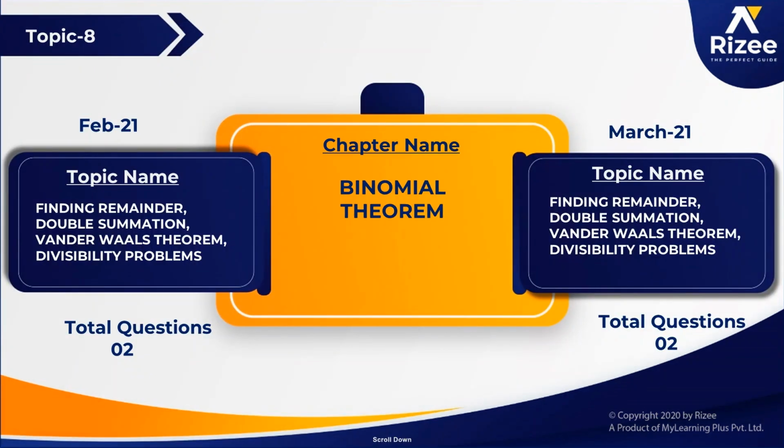The next topic, number 8 from the chapter binomial theorem. The topic name is finding remainder, double summation, divisibility problems. He asked 2 questions from the February session. He asked 2 questions in the March session. Out of these 4 questions, I am explaining 1 question.